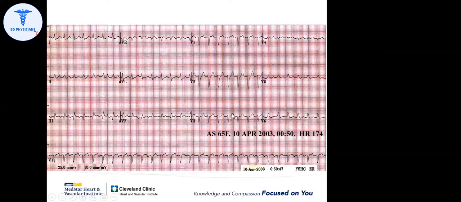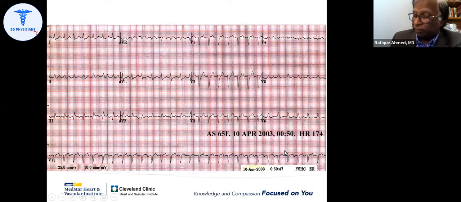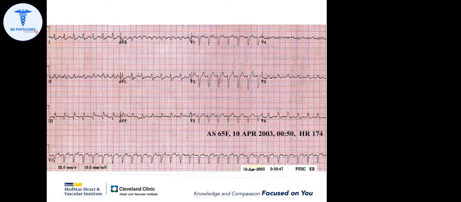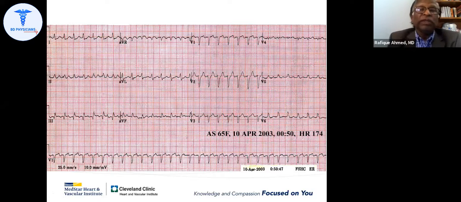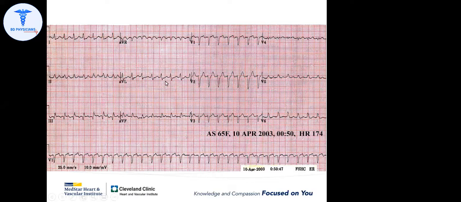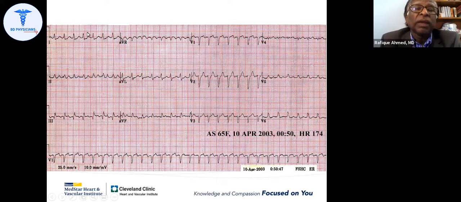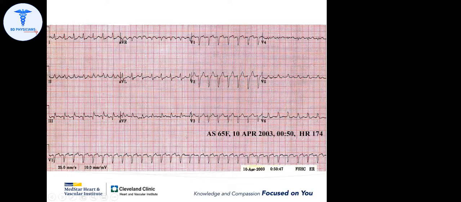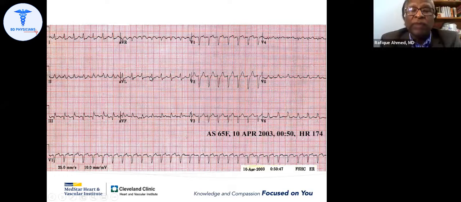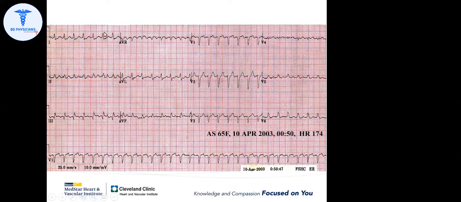Rhythm is regular. And heart rate is 174, so regular rhythm. Every P wave is followed by QRS. And where do you see the P wave? Which lead? Lead 1. And which other lead? AVL. Lead 1 and AVL. Okay, which one is the better P wave you see, lead 1 or AVL? Lead 1.